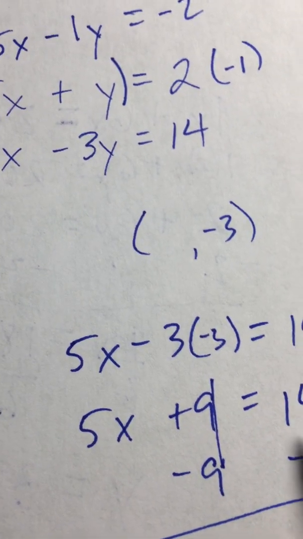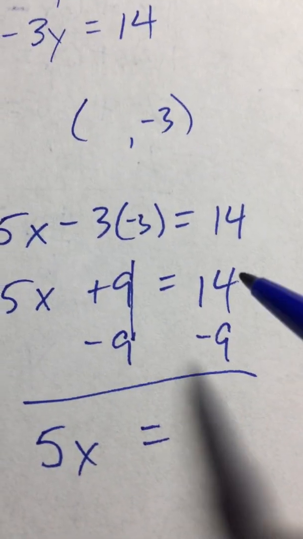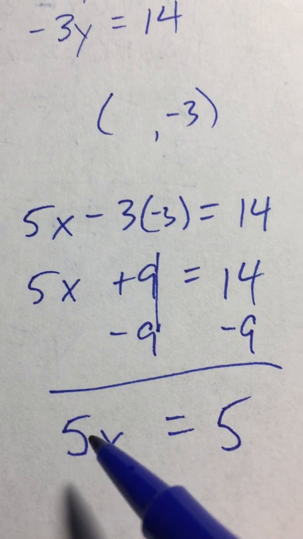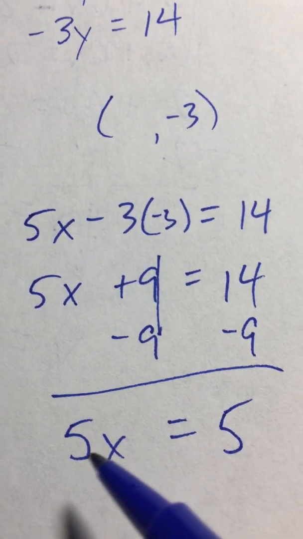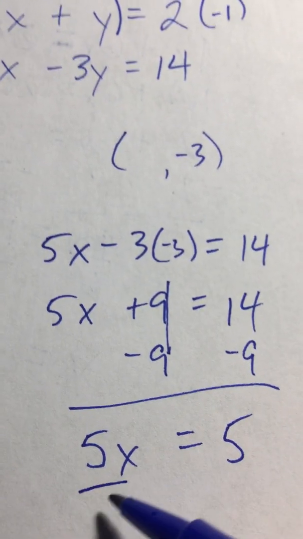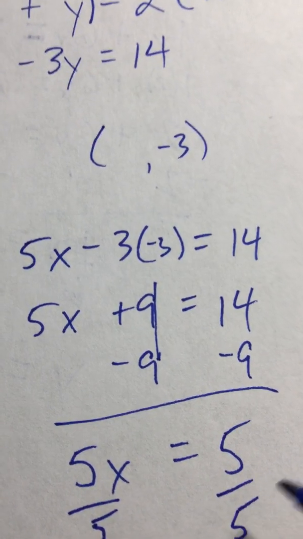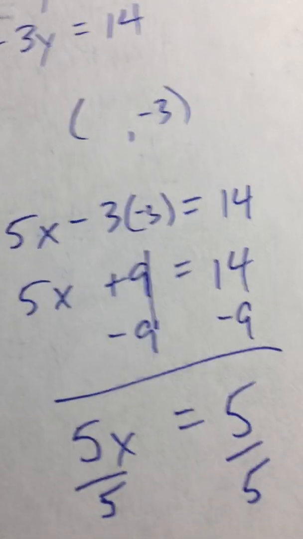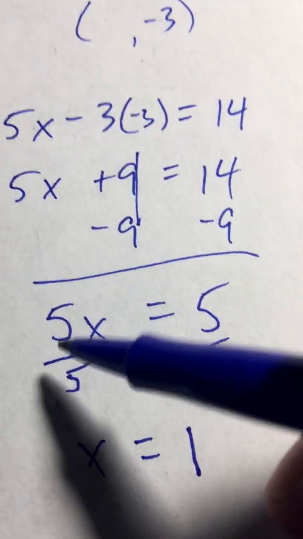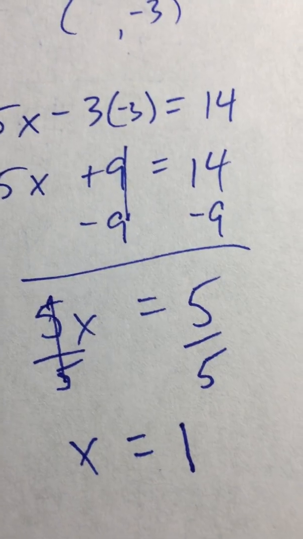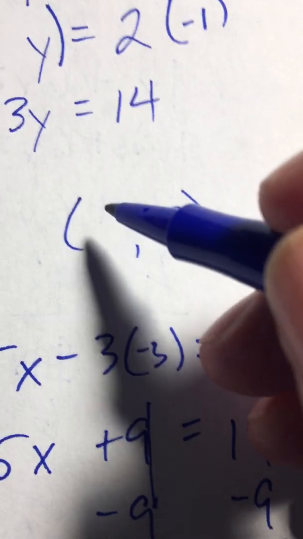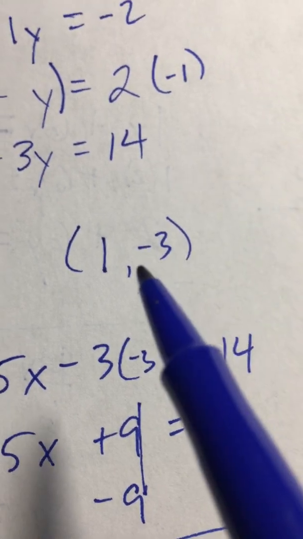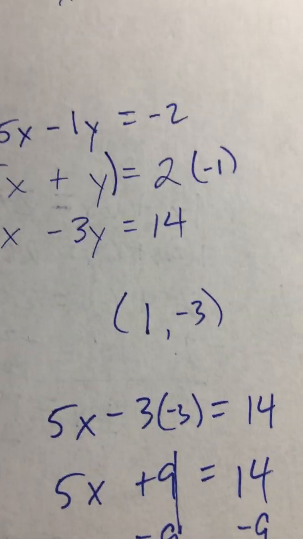Equal sign comes down. 14 minus 9 is 5. Yep, it is 5. Now, 5 times x, how do I undo multiplying by 5? We divide. So if I divide one side by 5, I must divide the other side by 5. X is equal to whatever 5 divided by 5 is, which is 1. So X is 1. Of course, the 5's canceled out here if you want to do that. So back up here in my ordered pair, X is 1. So the point 1 comma negative 3 is the point where those two lines intersect.